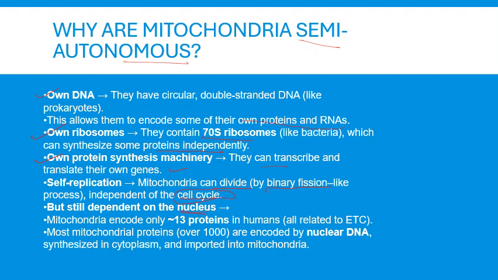It depends on the nucleus. Why? Because mitochondria encode only 13 proteins in humans, and all of them are related to the ETC, the electron transport chain. But thousands are encoded by nuclear DNA, synthesized in the cytoplasm and then imported into the mitochondria. That's why they are known as semi-autonomous. That's it. Thank you so much.